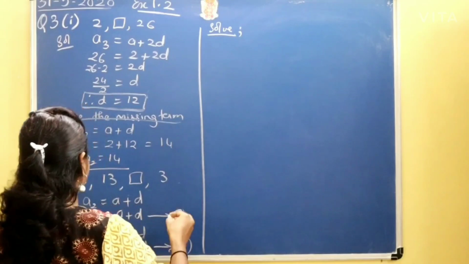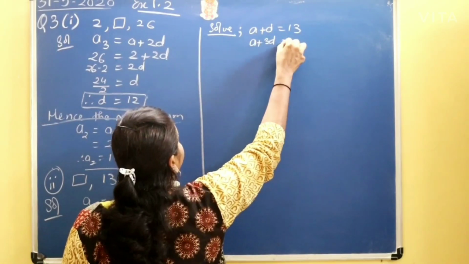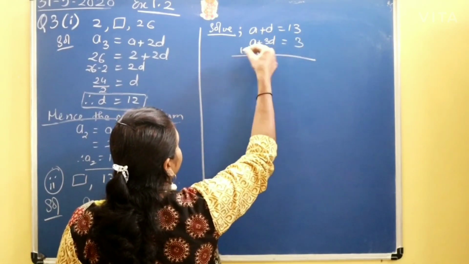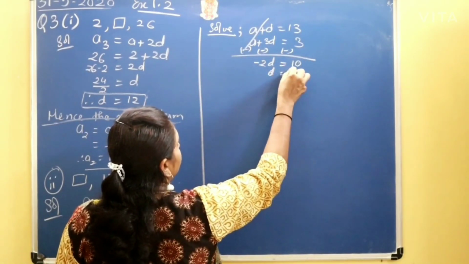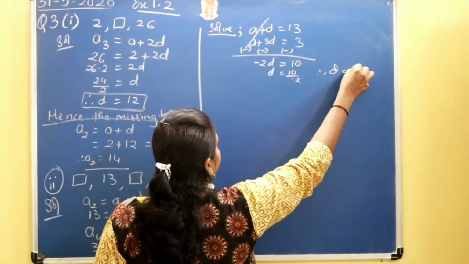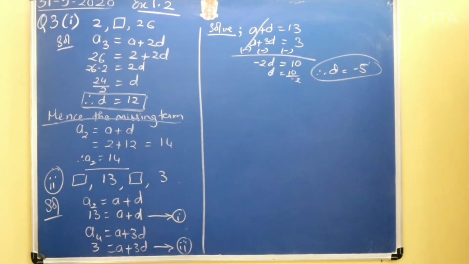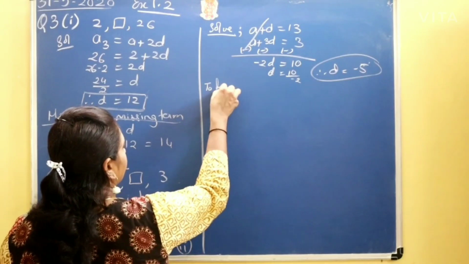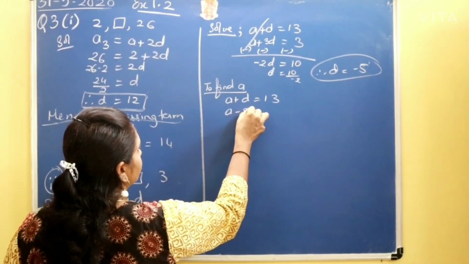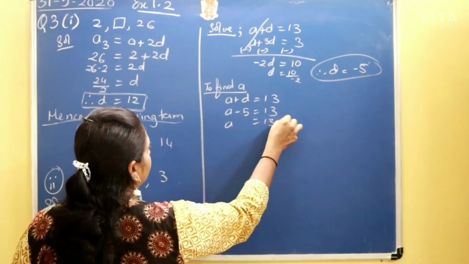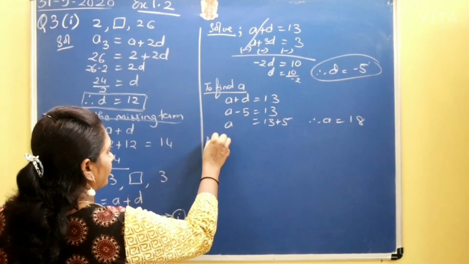Solve the equations. You get a plus d equal to 13, a plus 3d equal to 3. If you solve these equations, you get minus 2d is equal to 10. d is equal to 10 by minus 2. Therefore, d is equal to minus 5. Now you have got d. To find a, a plus d equal to 13, a minus 5 equal to 13, a equal to 13 plus 5, therefore a is equal to 18.